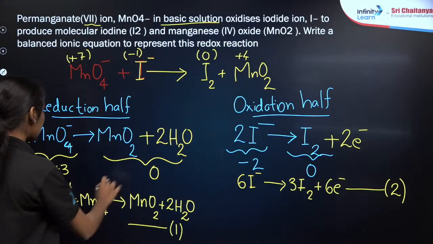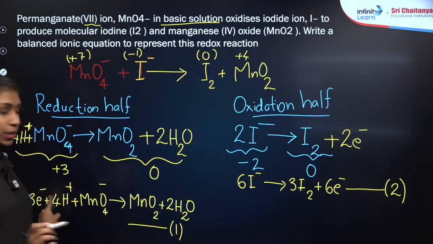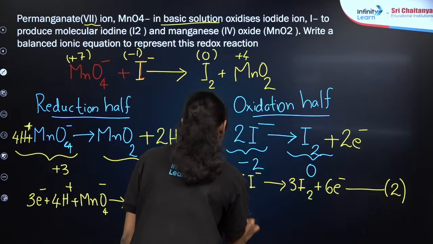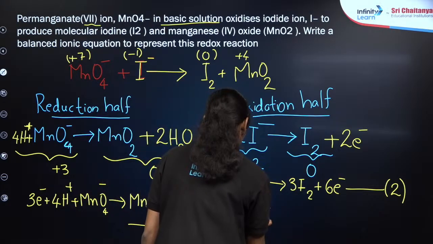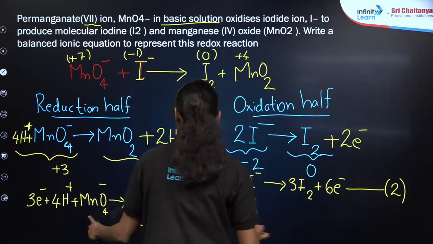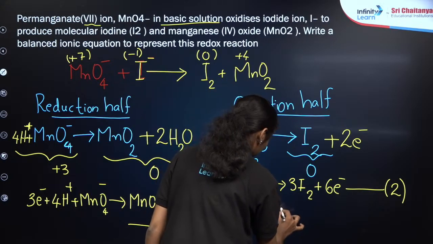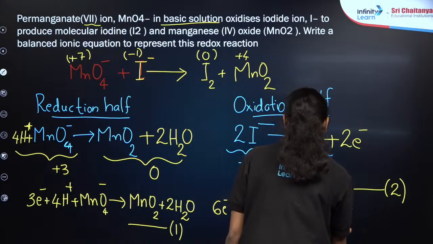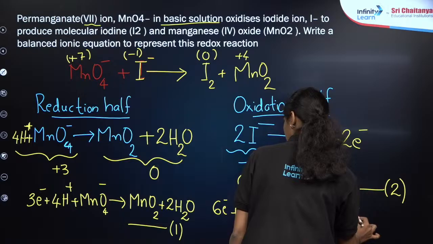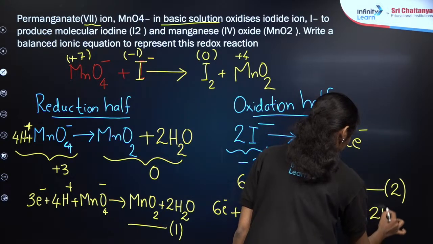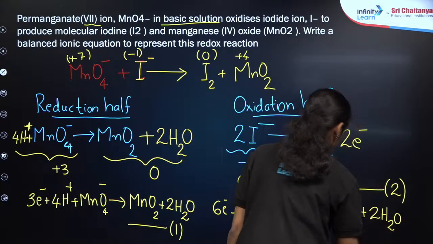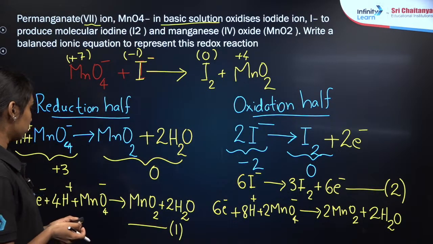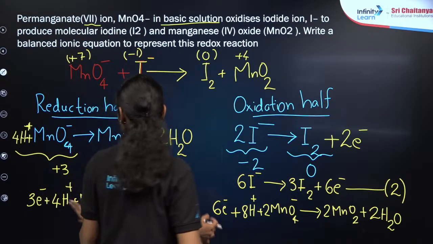Then I am multiplying the reduction equation by 2 in order to make the 3 electrons into 6 electrons, right? So it will become 6 electrons plus 2 into 4, 8H plus, plus 2 MnO4 minus gives 2 MnO2 plus 4H2O. Clear? This will be the reduction half.